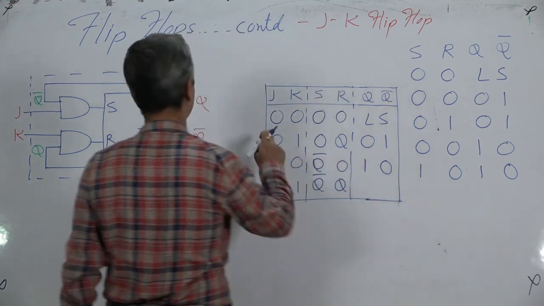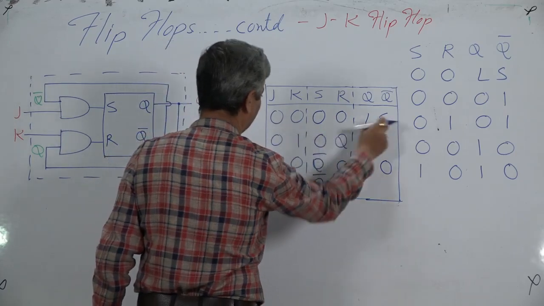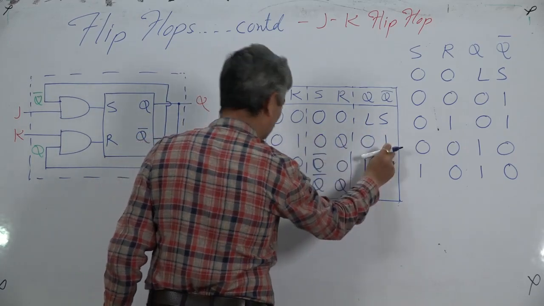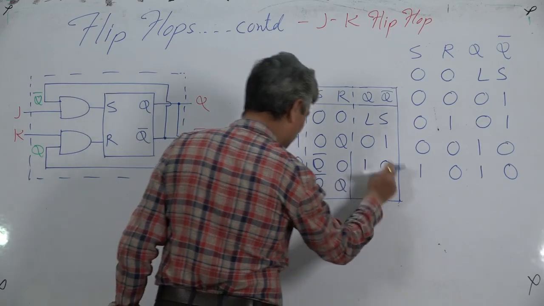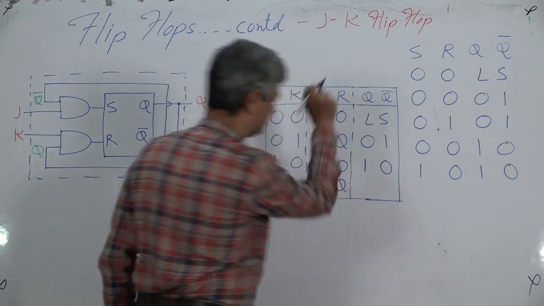So, for J equal to 0, K equal to 0, last state is maintained: 0, 1, new state is 0, 1; 1, 0, new state is 0, 0, and now here it is most interesting.